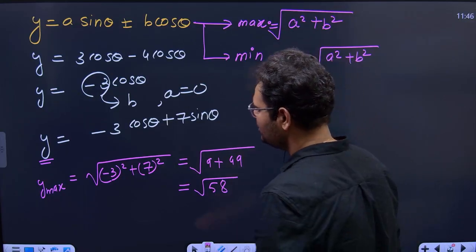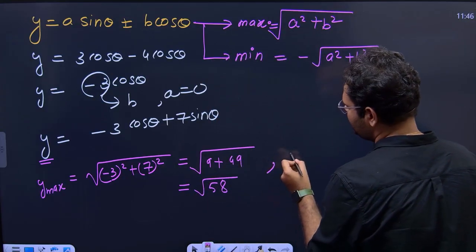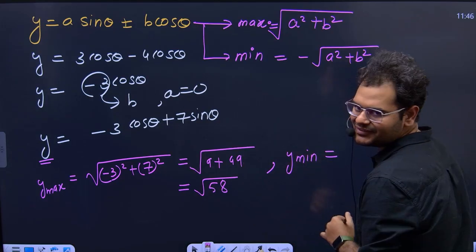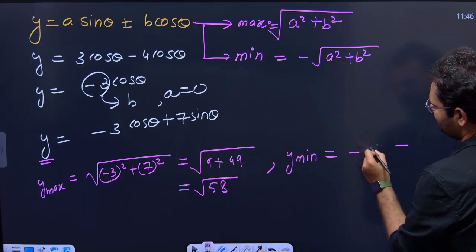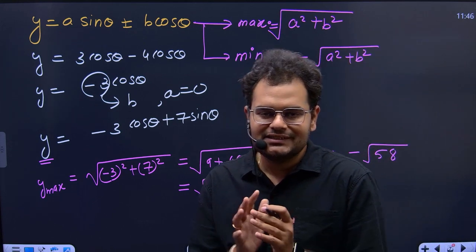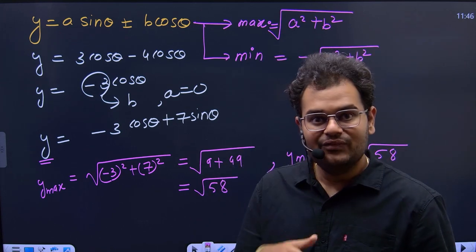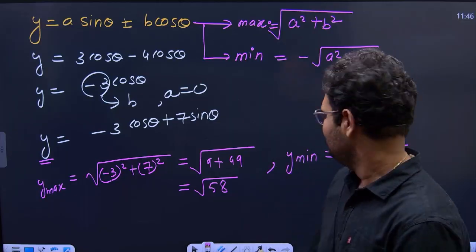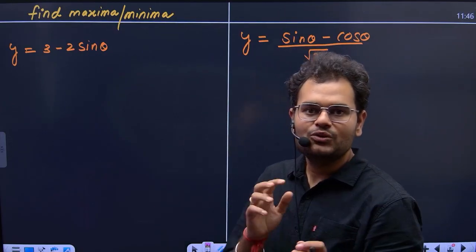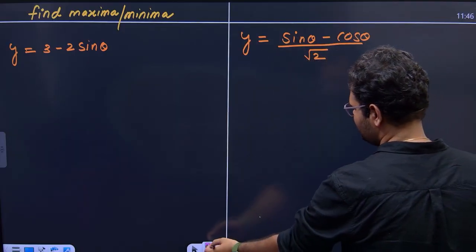If I want to find the minimum value, then what will we do? So for minimum, y minimum is nothing but just the negative of this value. That means minus root 58. If you understood this simple funda, then we can go to the questions now. What is the question, sir? This is our question number 1. What does the question say? Please try to understand.